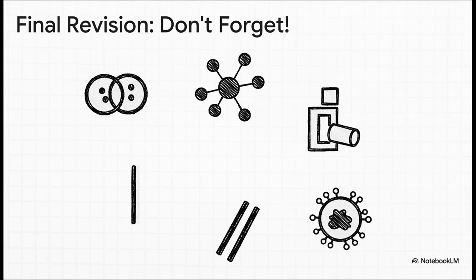Okay, final rapid-fire revision round. Ready? Let's go! First, carbon's magic comes from covalent bonding. That's sharing electrons. Its 2 superpowers are tetravalency and catenation. Isomers have the same formula but different structures. Remember, saturated means single bonds, and unsaturated means double or triple bonds. And finally, soaps work by forming micelles to trap dirt.